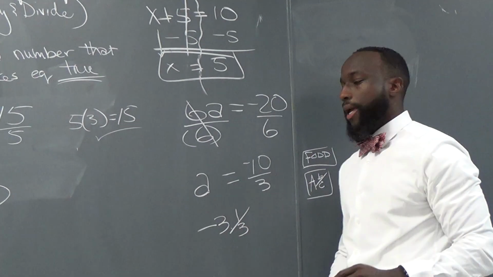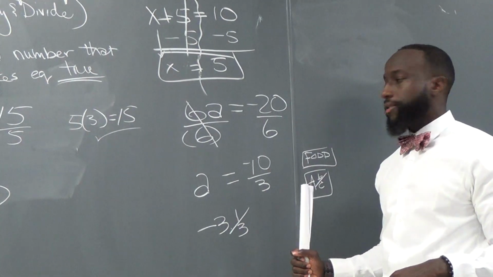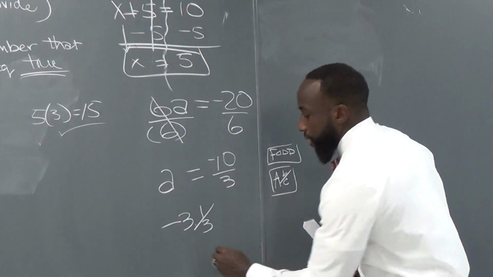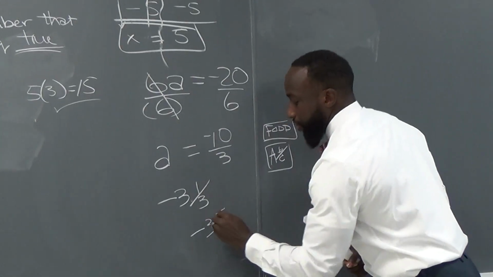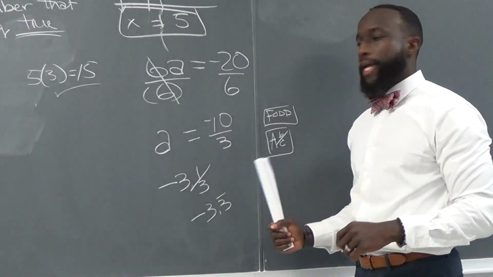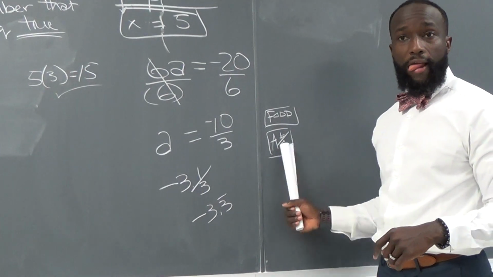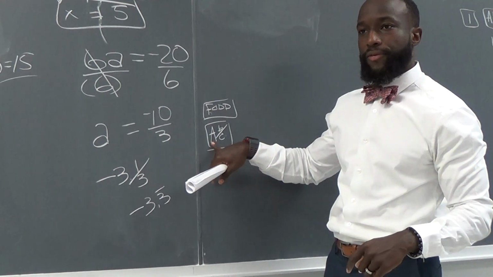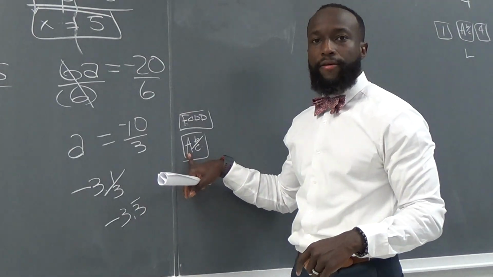Negative 3 and 1/3. And then, did anybody get a decimal? What'd you get? Negative 3.3. 3.3 repeated. Good. And you did that by pressing these buttons, right? Yep. This means fraction and decimal, or this means to simplify the fraction. Okay? Everybody good with that?